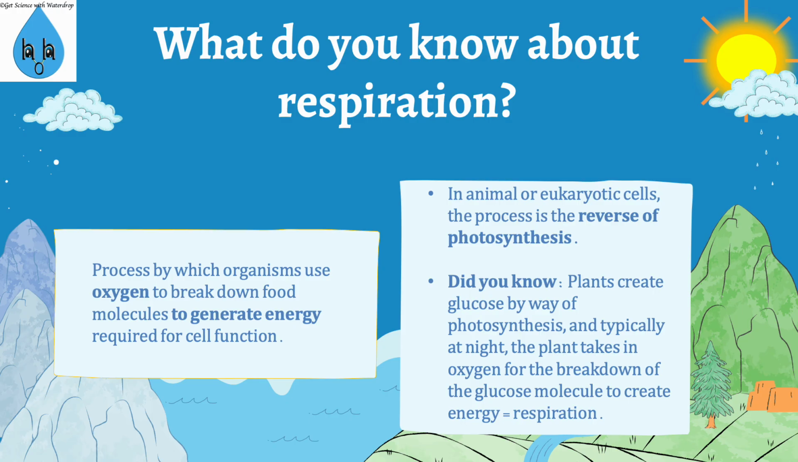This is called photosynthesis. In animal cells, it's the reverse of photosynthesis. So plants create glucose by way of photosynthesis, and typically at night, actually, believe it or not, plants also use respiration when the plant takes in oxygen for the breakdown of the glucose molecule to create energy. Because at night, there is insufficient light energy for the plants to use photosynthesis to get their energy. As you see, respiration is important for both plants and animals.